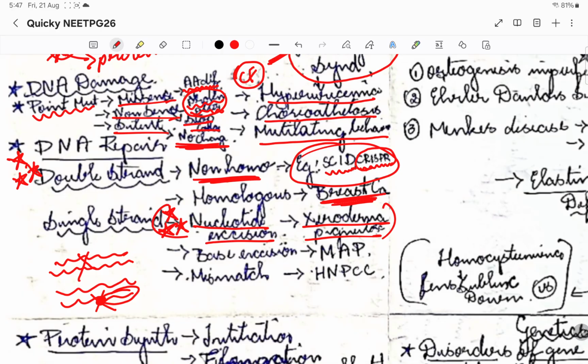Then coming to base excision repair, if it is defective, then it is going to cause MAP. Remember it that way only, MAP, that's it. You need not learn the abbreviations of it. Then mismatch repair, if there is a defect, then it is going to cause HNPCC. So please note this down for your sticky note.